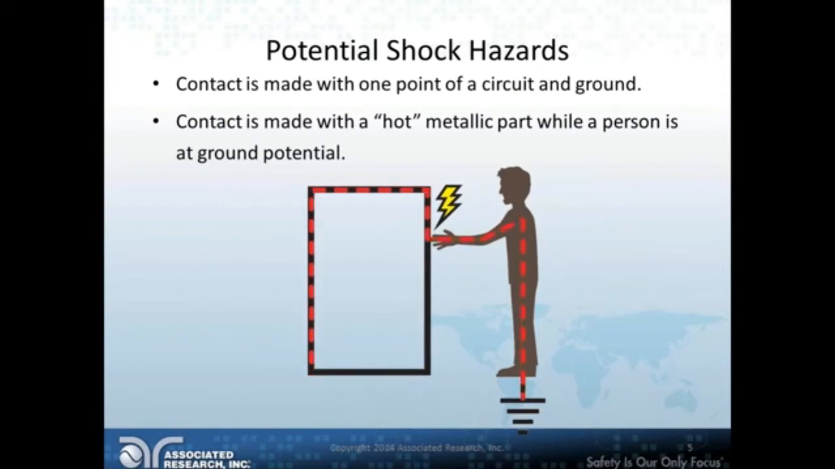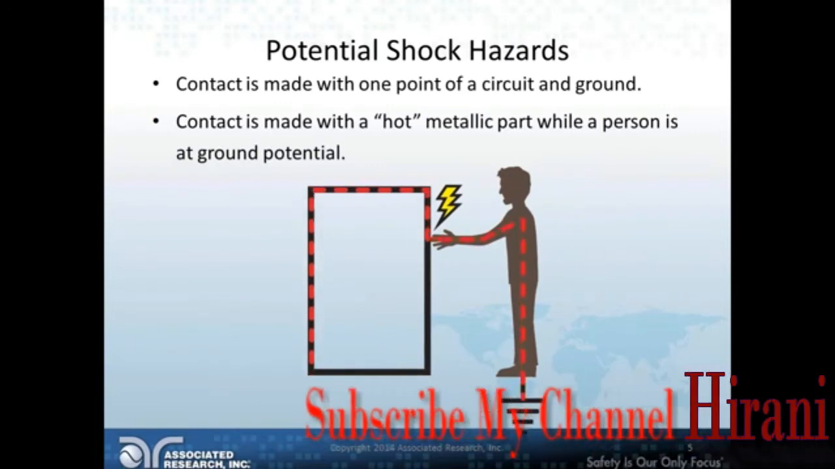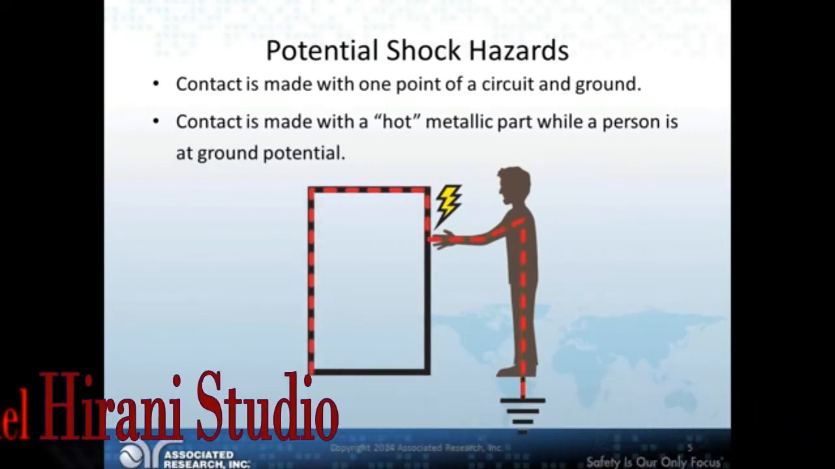There's a couple different potential shock hazards, actually 3 separate ones that we cover here, which cover a wide range of potential shock hazards. But the first one is that contact is made with one point of a circuit and ground. As you can see in that image, we are showing an energized chassis, and the person is at ground potential, and you can see it flowing through their arm, through their body, and out their foot to ground.